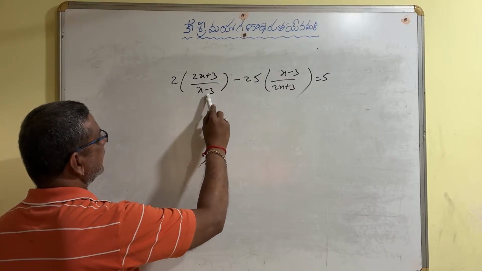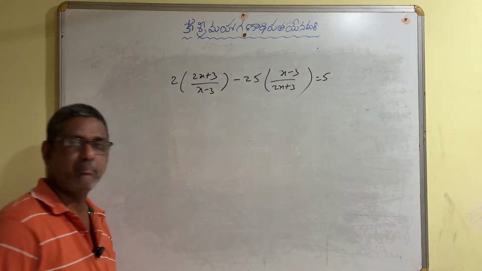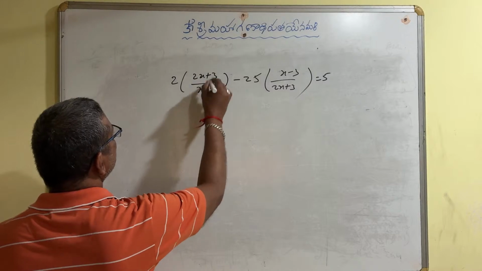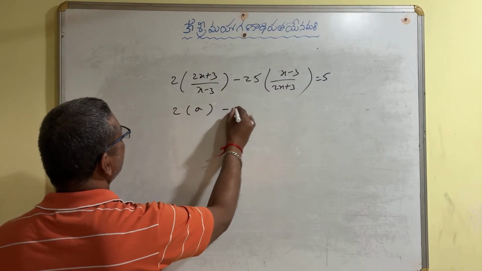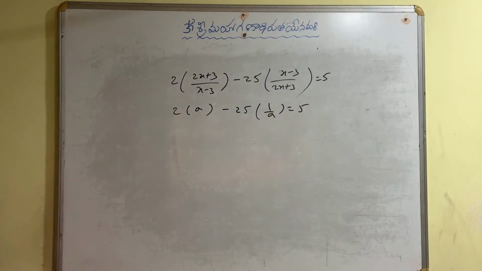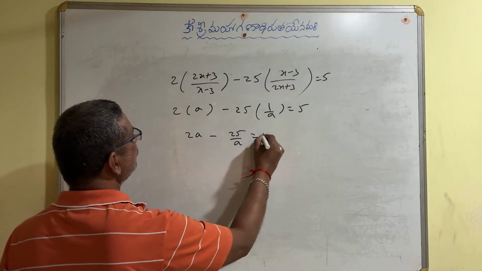2x plus 3 by x minus 3 and x minus 3 by 2x plus 3 are reciprocal to each other. If you take 2x plus 3 by x minus 3 as a, then x minus 3 by 2x plus 3 will be 1 by a. Now this is 2a minus 25 by a is equal to 5.